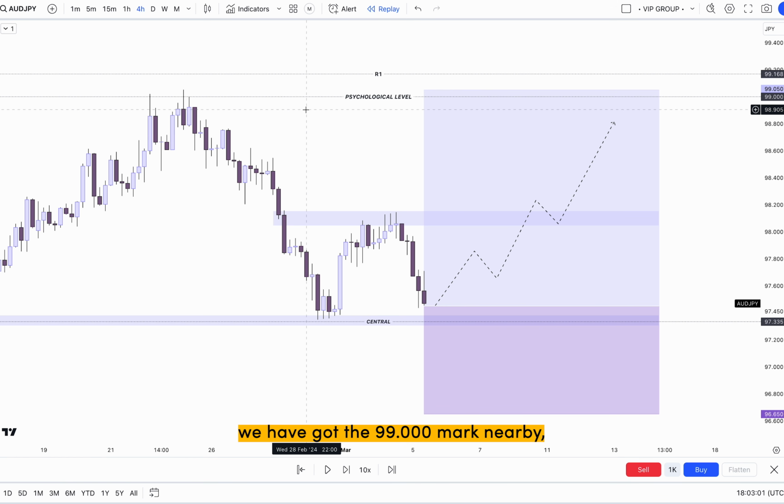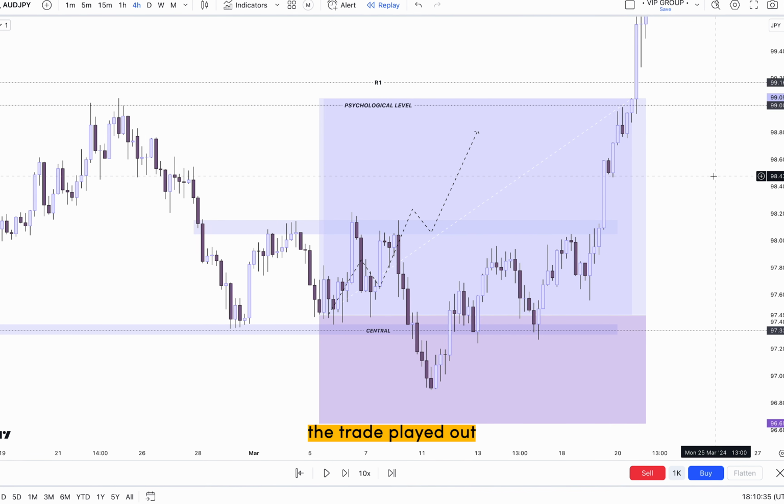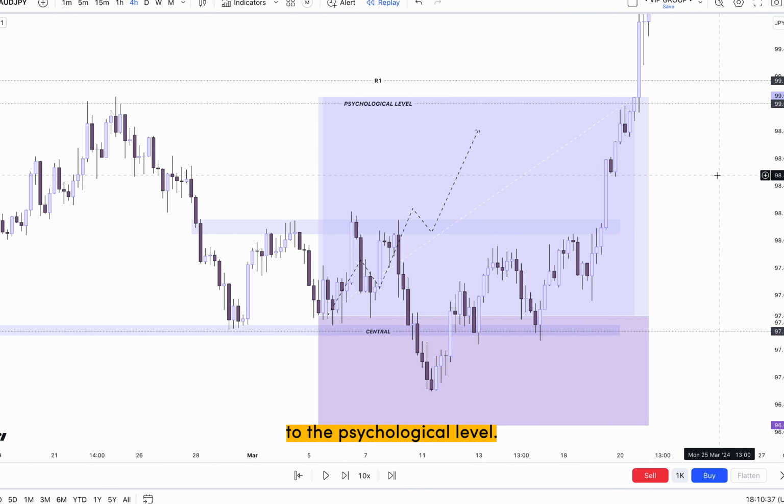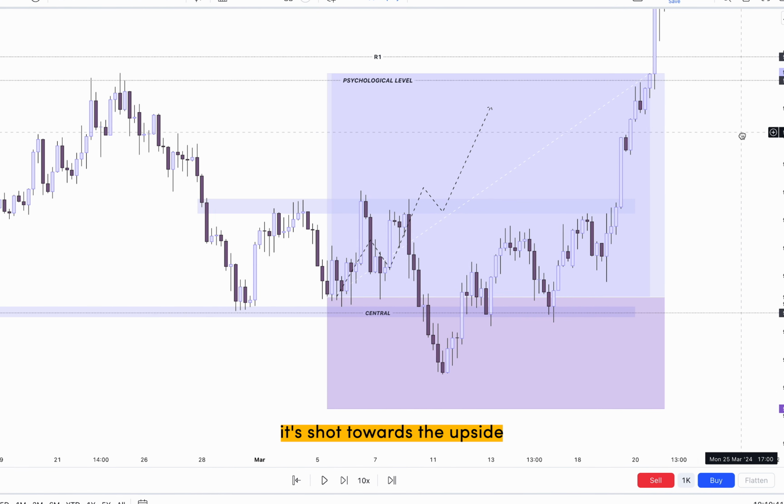Plus, as you can see, we have got the 99000 mark nearby, which is one of those psychological levels that traders tend to react to, especially when trading any JPY pair. So it's very smart to factor that in. And as you can see guys, by the outcome of this setup, the trade played out nicely. It did react to the psychological level, but after that, as you can see, it shot towards the upside even more.